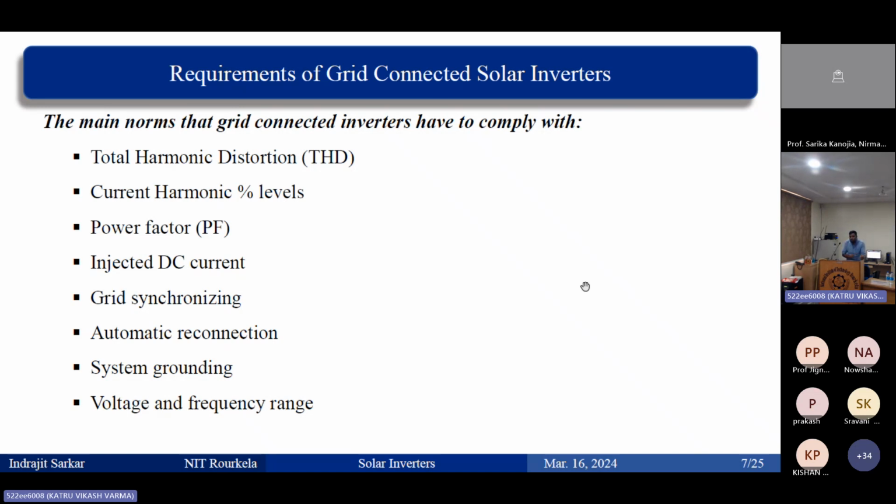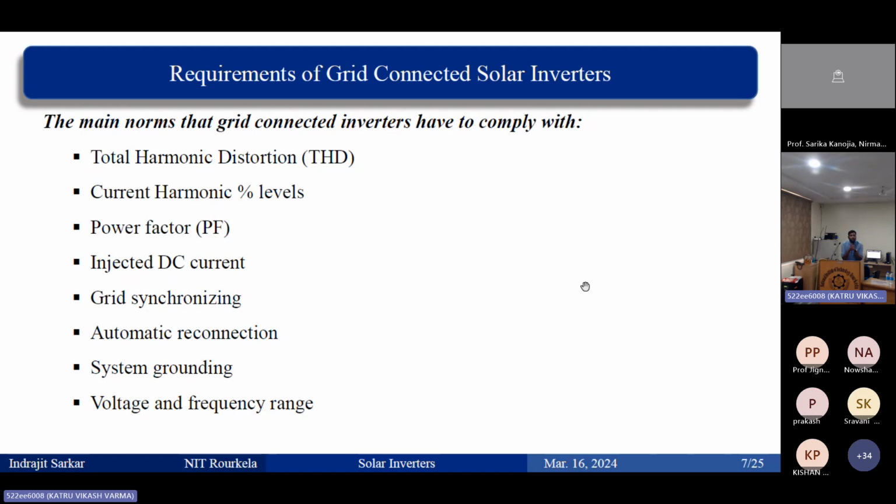Now you need to think, okay, I'm going to inject power to the grid, but there must be some standard. You cannot inject anything to the grid. When the power level is low, it is no problem. When the power level is of the order of 100 kilowatt, maybe 500 kilowatt, then you are injecting a huge amount of power to the grid. So your supplying or withdrawing is going to affect the grid heavily.